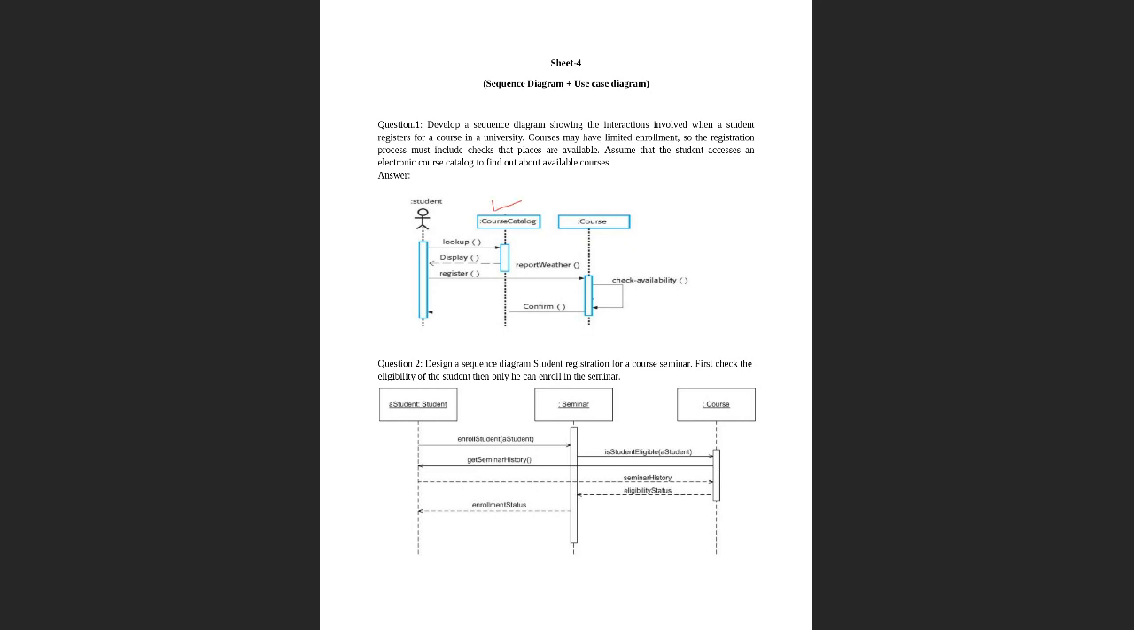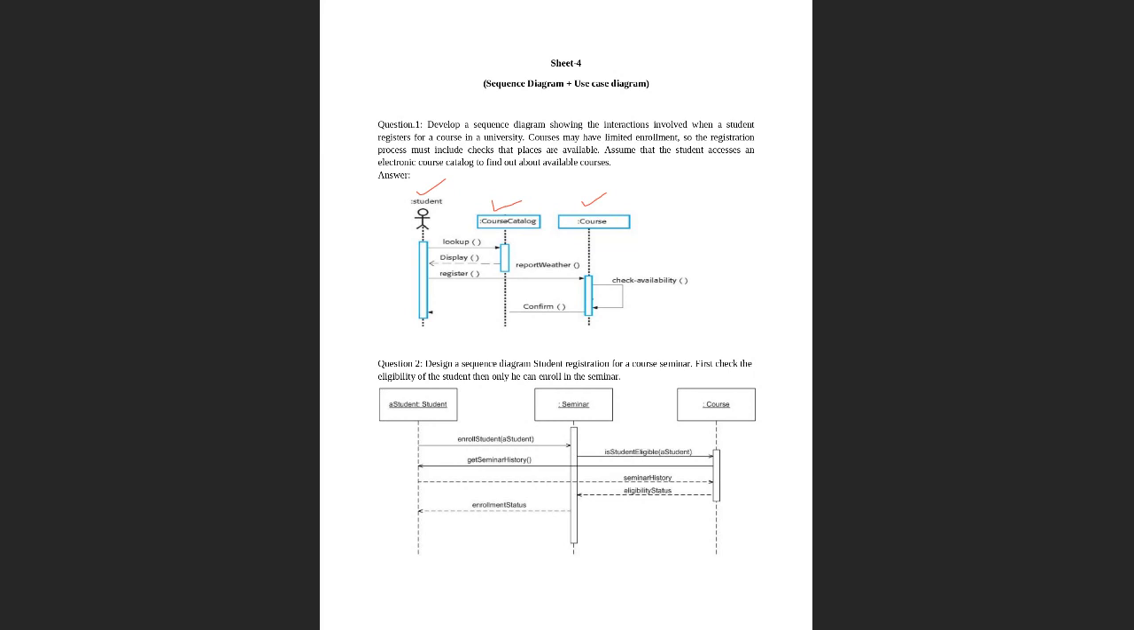This is a student object. This is an actor, right? And the course catalog will give you information on all the available courses. So you have three objects: student, course catalog, and courses. Now what will the student do through the website? He will send a lookup message. You see, this is a synchronous message. It means the student sends a message and waits for the response. The course catalog object replies with all the available courses. Because it is a dotted line, it is a reply message that displays the courses.